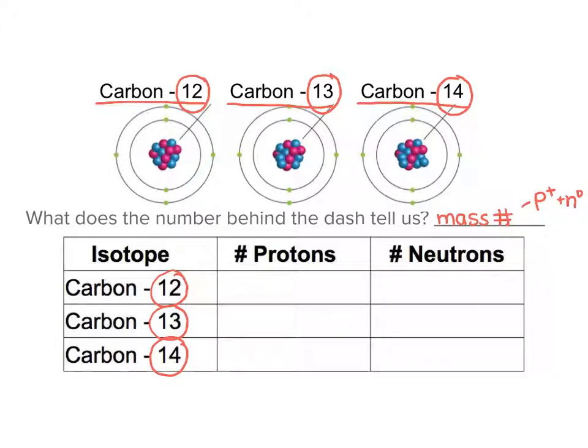Okay, so that's our mass number. Now we want to find the protons and the neutrons. So if we remember from the last slide, the protons is the atomic number. So take a second and find carbon on your periodic tables.